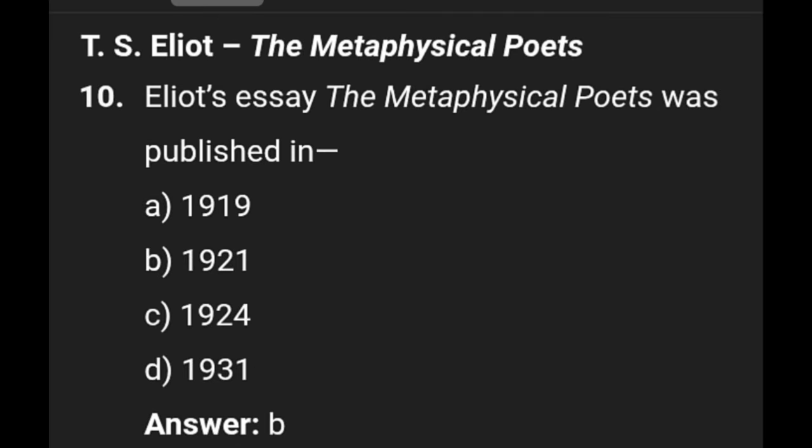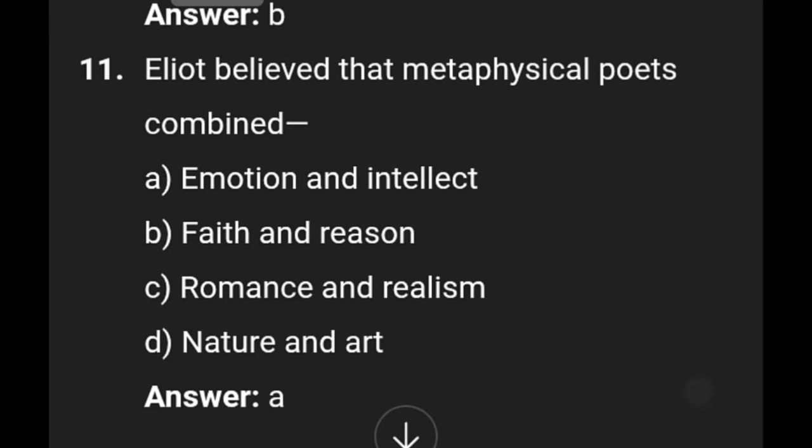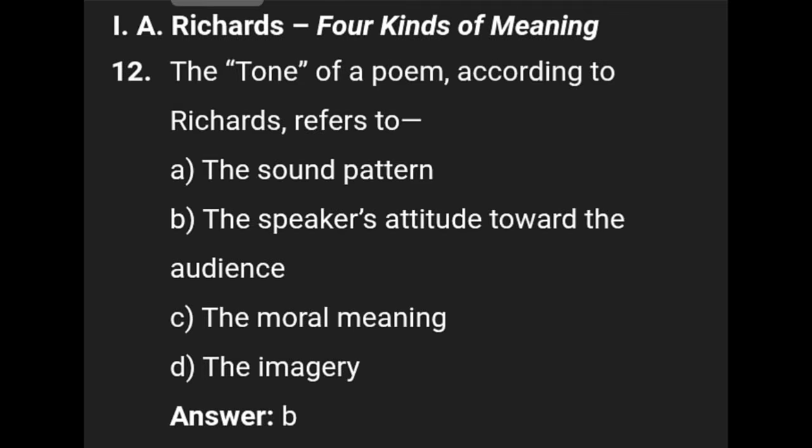Then question from T.S. Eliot, The Metaphysical Poets. Eliot's essay, The Metaphysical Poets, was published in the year 1921. Then Eliot believed that metaphysical poets combine emotion and intellect. Then question from I.A. Richards, four kinds of meaning.